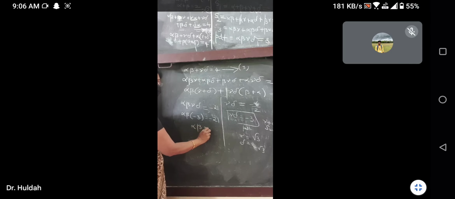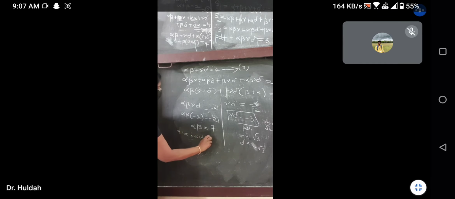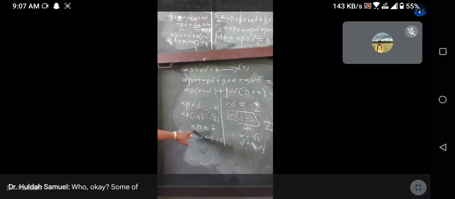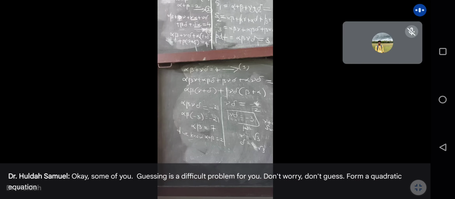Alpha beta equal to. You already know alpha plus beta equal to 2. Okay. So sum of two roots, product of. Guessing is a difficult problem for you. Don't worry, don't guess. Form a quadratic equation and solve it.